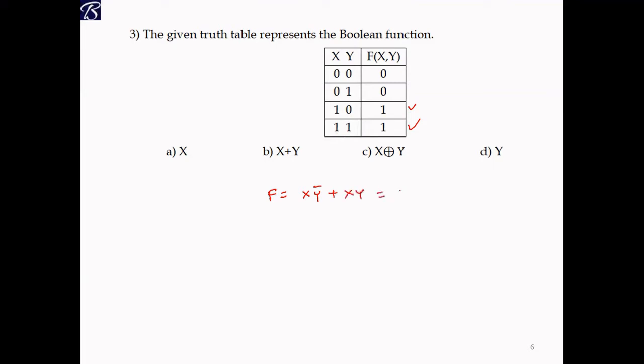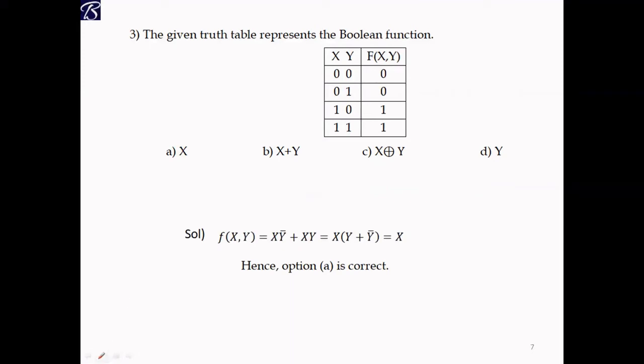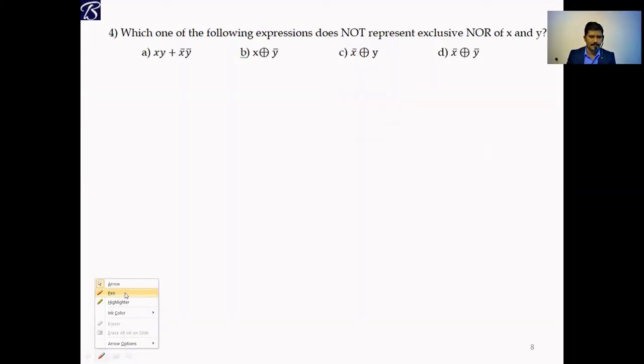This equals, if you take X common, Y bar plus Y. So Y plus Y bar is 1. So the answer is X. So option A is correct. Let us check the answer. Yeah, this one, X, option A is correct.